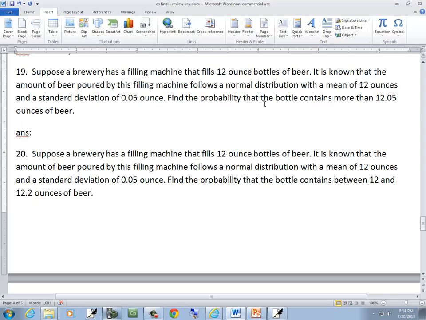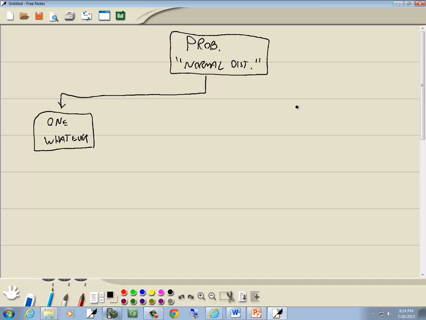Find a probability that the bottle contains more. We're talking about one bottle, so one whatever: one bottle, one student, one book. Now this is going to be just normal CDF, and then we'll do our low, our high, our mean, and our standard deviation.